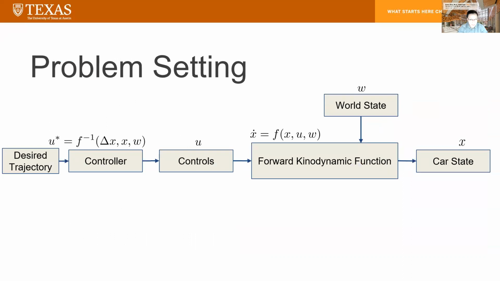Here is the problem setting. We have a desired trajectory we would like to follow with high accuracy and with high speed. We feed that trajectory into our controller. The controller will compute some controls U, which runs through some forward kinodynamics function in the real world dependent on some world states W from the environment, and then result in some states of the robot to follow the desired trajectory.